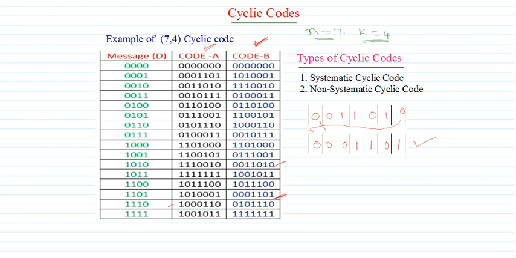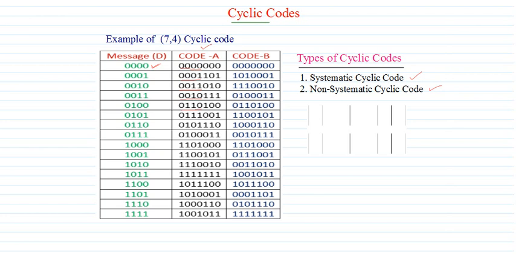Now moving ahead, the types of cyclic codes. We have two types of cyclic codes. One is a systematic cyclic code and the other one is a non-systematic cyclic code. What is a systematic cyclic code? If I observe code A, carefully observe the first 4 bits of the code vectors. The first 4 bits of the code vector in code A are exactly the same as the message sequence.